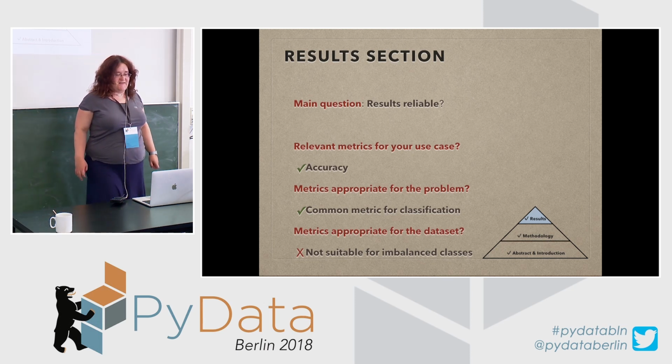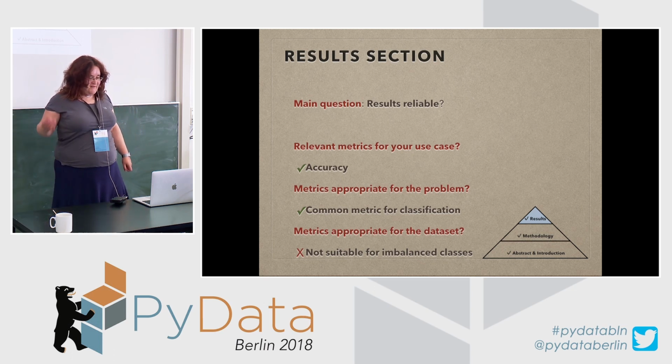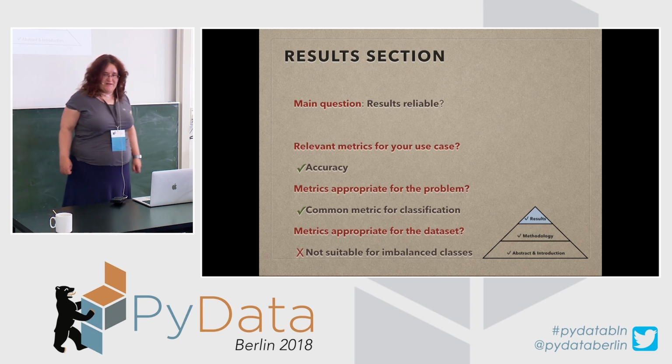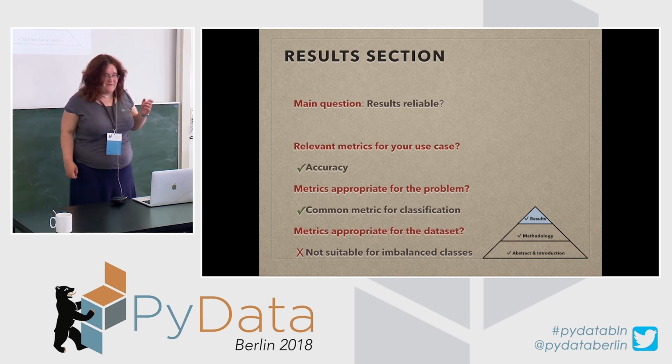And then we looked at the results section. And there the question is, can we trust the results? Are they reliable? Can we be confident that the paper will actually have the results that we were looking for? And the first question here is, what metrics are they using? Are they relevant to our use case?